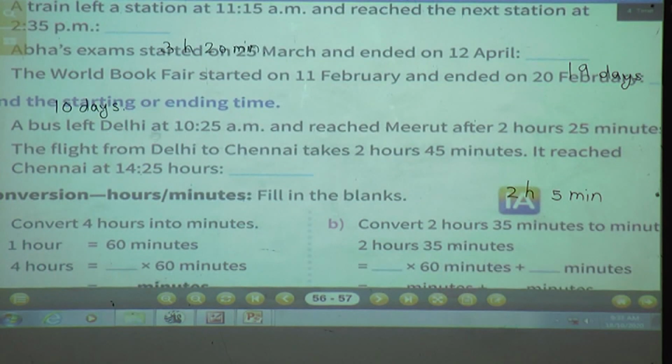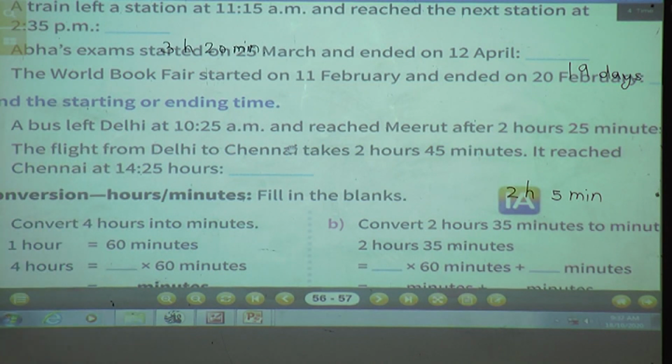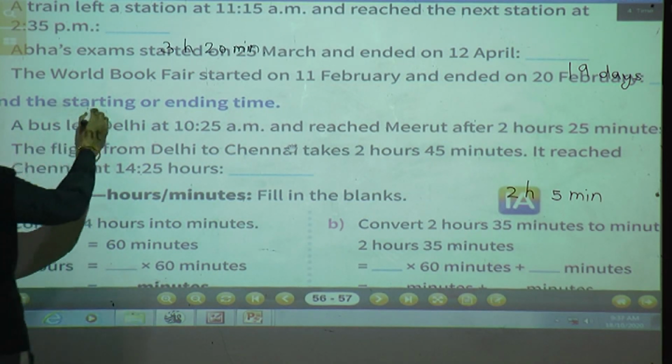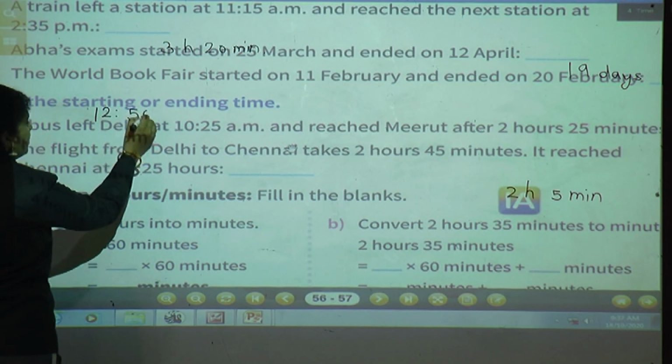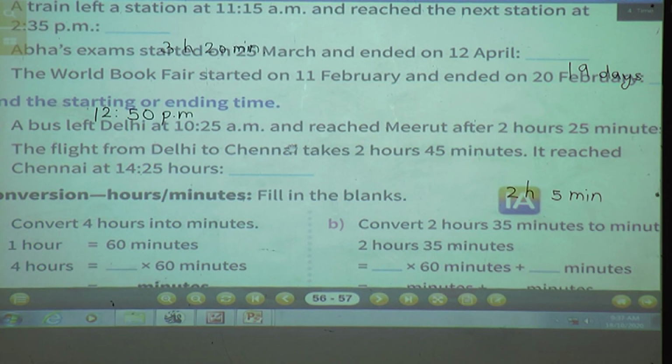A bus left Delhi at 10:15 AM and reached Meerut after 2 hours 25 minutes. So students, just count the time. A bus left Delhi at 10:25 AM and reached after 2 hours. That means we have to find the end point. Okay, so just count time after 10:25. You will get the answer. Yes, count it, students. 12:50 PM. Okay, now the next one.